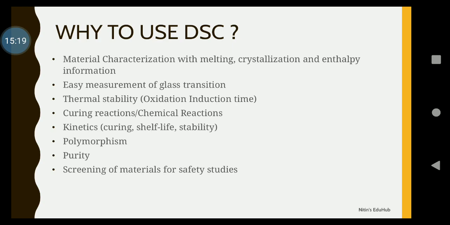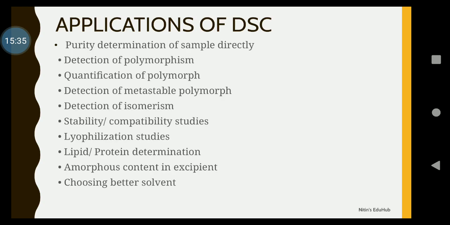To find out polymorphism, we can prefer DSC. To identify the purity of the compound, the purity of the intermediate, DSC is the best method to go for. Screening of material for safety studies can also be done by DSC. Let's see the applications. Applications are just as the need for DSC. Purity we can determine with the help of a sample. Detection of polymorphism can also be done.